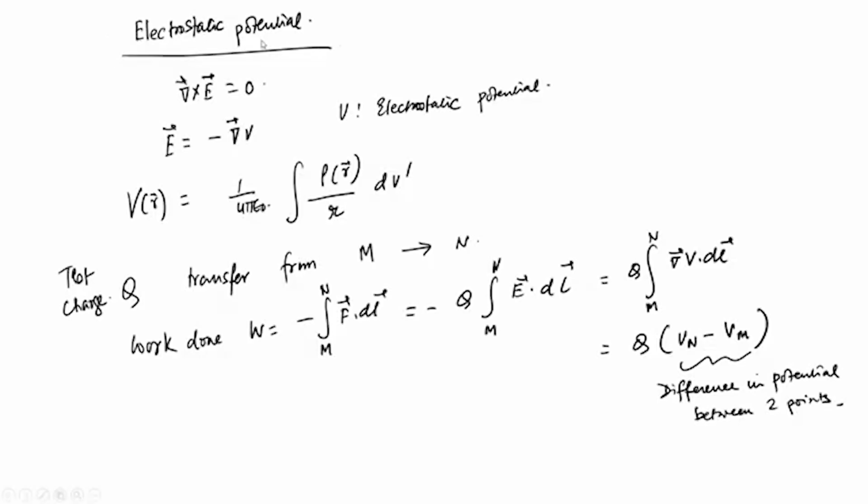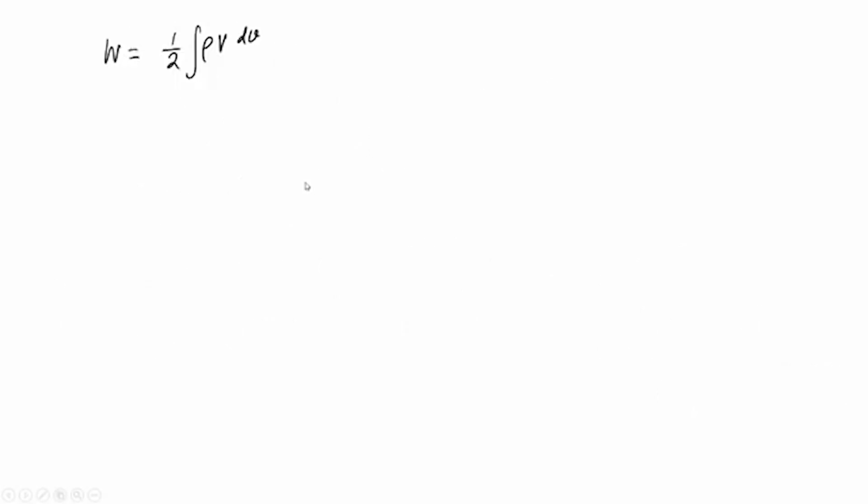So, let me make this v a little curly v with a small thing, so that capital V, which is the potential, and small v are sufficiently different. Okay. And this is also equal to half of sigma V ds, and so on and so forth. Okay. All right. So, that is the work done.